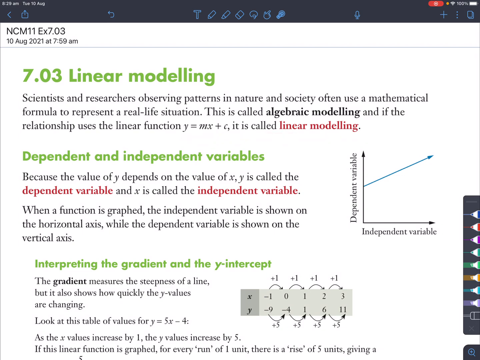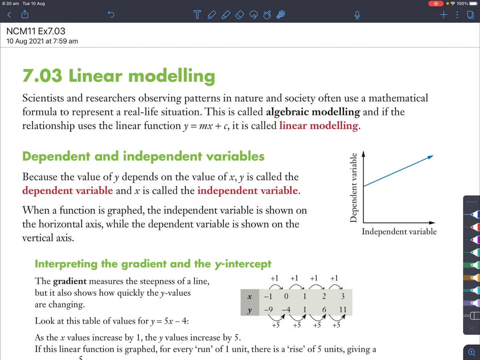Okay? So basically, you have learnt all about this formula in the last few lessons, where two important features that we've learnt about are the gradient and the y-intercept, and each of these actually means something to do with real life. And that's what it means by linear modeling. So we're trying to model something to do with a line in relation to life.